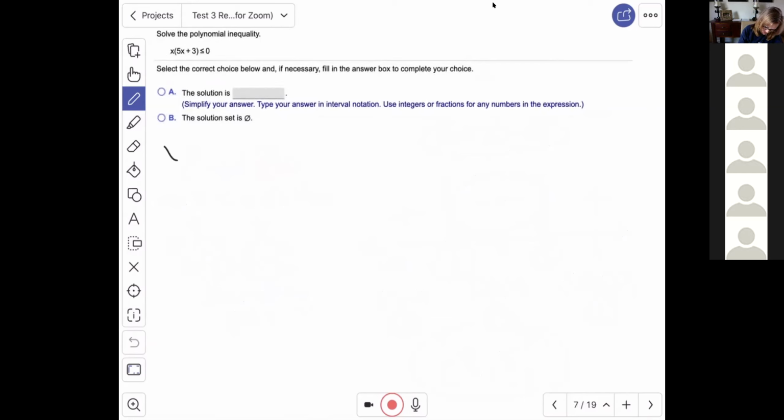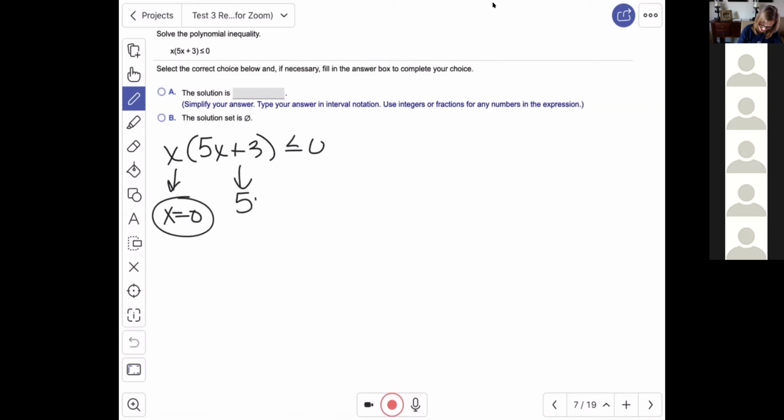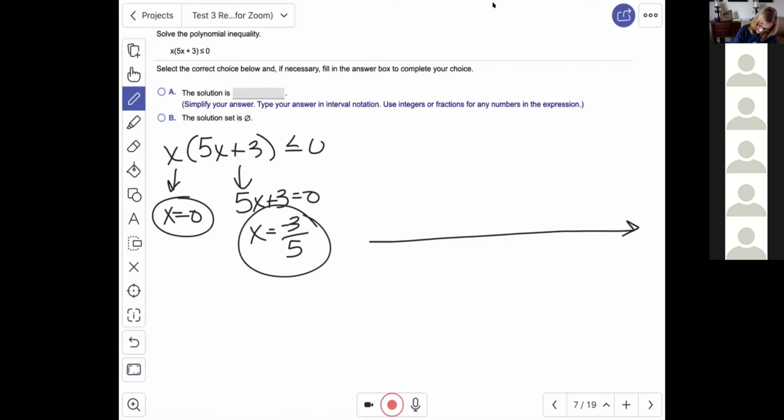So you basically just need to find your boundary points. So set each one. Don't forget the first one. X equals 0. There's 1. And if you set that one, you get -3/5. So those are my boundary points. It's very similar to the last one. You have -3/5 and 0.